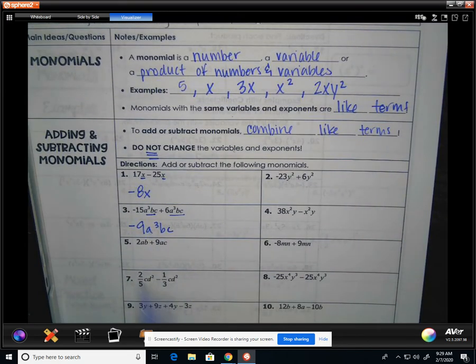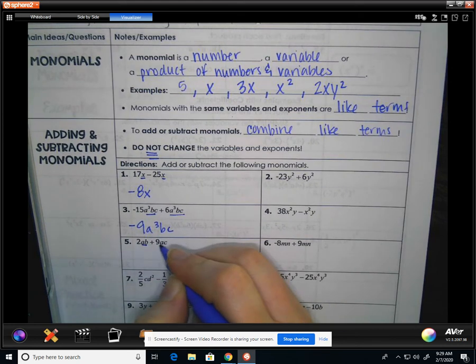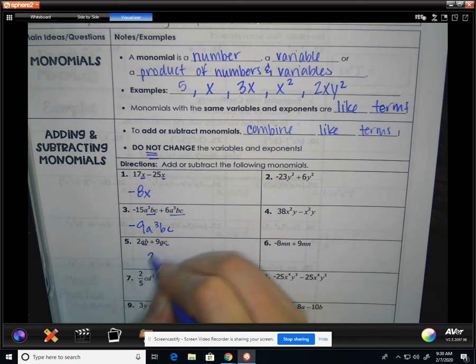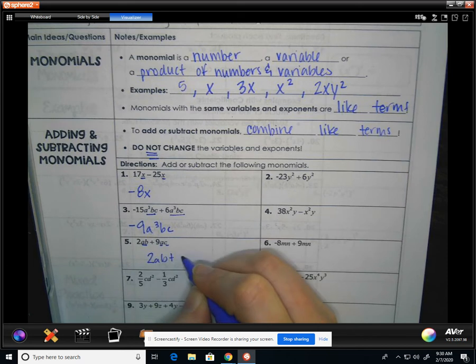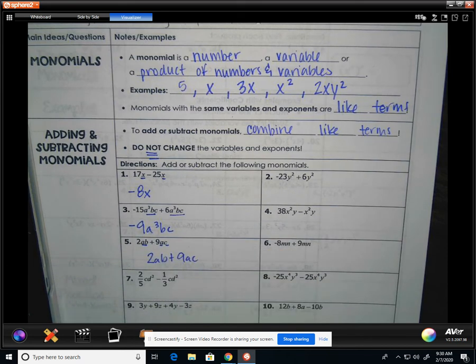Okay, for number 2, I have 2ab plus 9ac. Well, ab and ac are not the same letters, so my answer for this one would be 2ab plus 9ac. They do not go together. They don't have the same letters. You have to leave them separate.